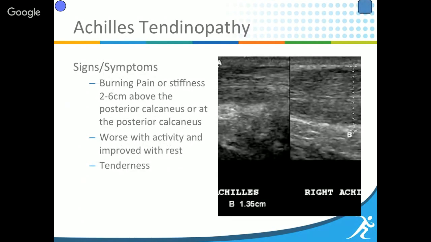Now, signs and symptoms of chronic tendon pain, you could get burning or stiffness located in the mid portion of the Achilles tendon or at its insertion on the calcaneus. Usually worse with activity and better with rest. In addition, you're going to have some tenderness over the Achilles tendon.